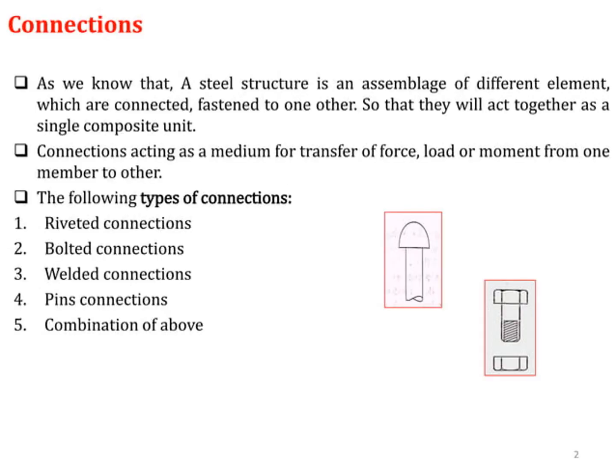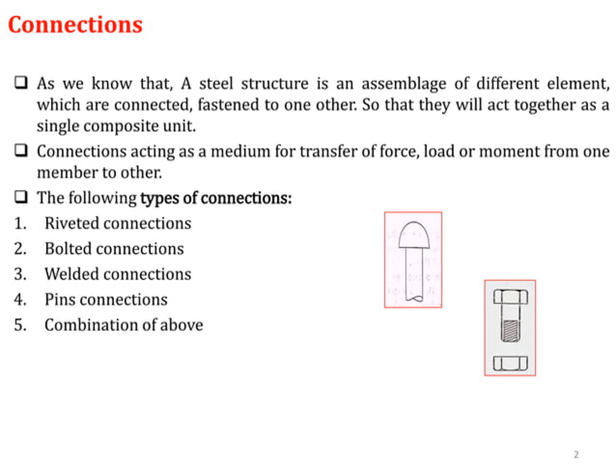Today we are going to learn a topic: connection. As we know, a steel structure is an assembly of different elements which are connected and fastened to one another so that they act together as a single composite unit. Connections act as a medium to transfer a force, load or movement from one member to another.